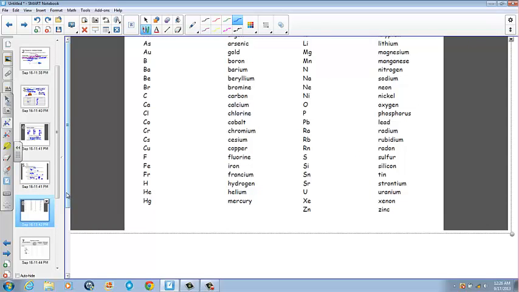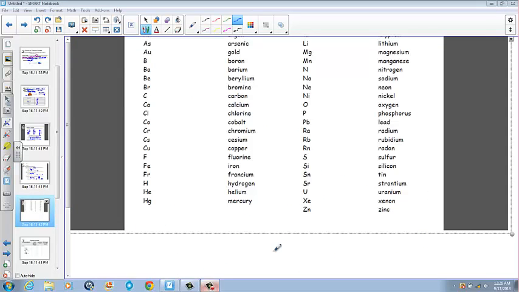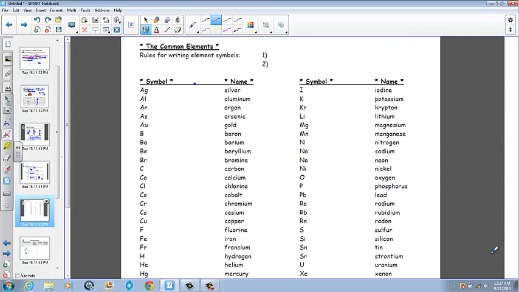Okay, so on the next page, it looks like it got cut off. Okay, so next page, common elements. You will be required to memorize the ones on this list for a quiz. So rules for writing element symbols. The first letter will always be capital.